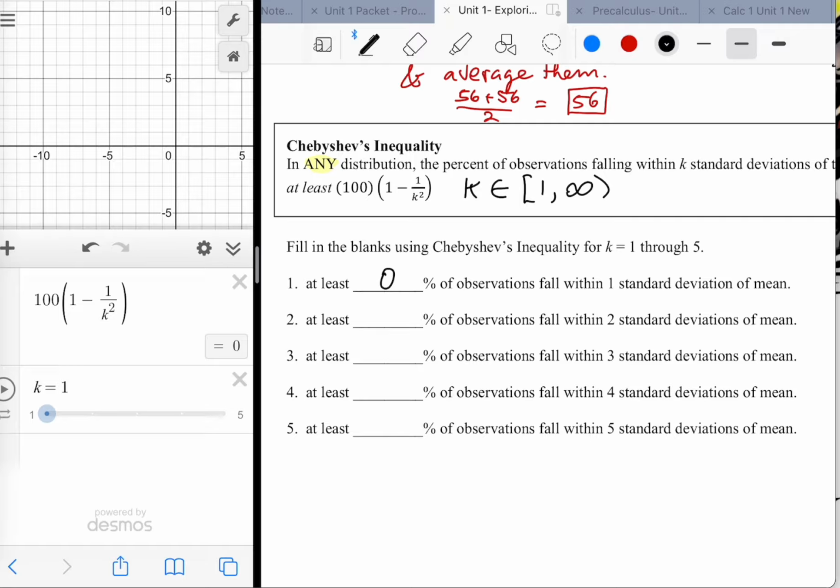Okay, yeah, well, that's probably going to be true, I would imagine, because at least none of them means none or more, all the way up to infinity. So it could have 0%, 1%, or all the way up to infinity percent. However, if we're dealing with finite math, we would cap it off at 100%. All right. If we go to 2, and we are dealing with finite math, 75% of the data will fall within 2 standard deviations of the mean.